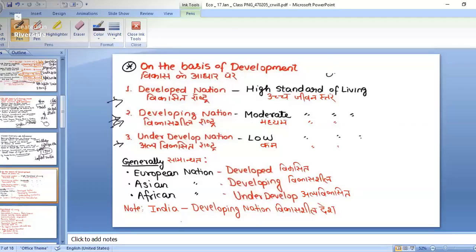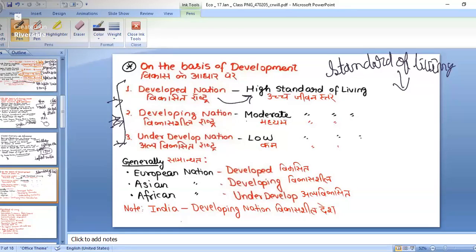We are seeing the standard of living for that particular country, and after that we decide whether it is developed, developing, or underdeveloped. So we have three types of countries, divided on the basis of development. A developed nation has a high standard of living, a developing nation a moderate standard of living, and an underdeveloped nation a low standard of living. In the developed countries we mostly see European nations.